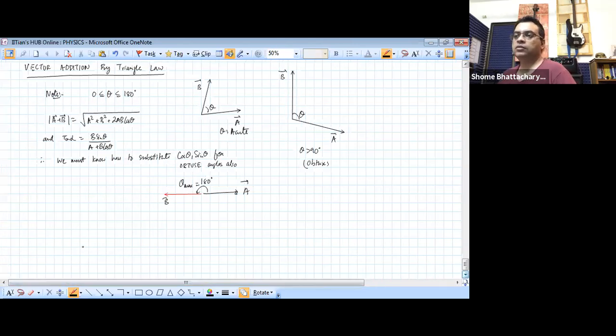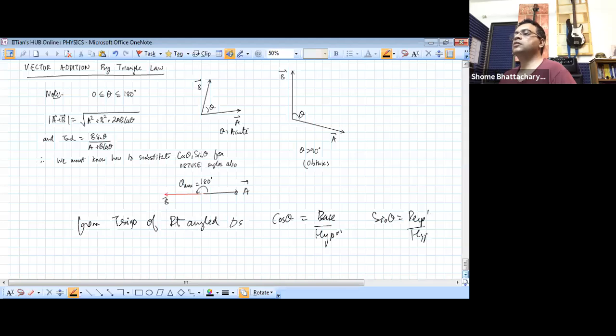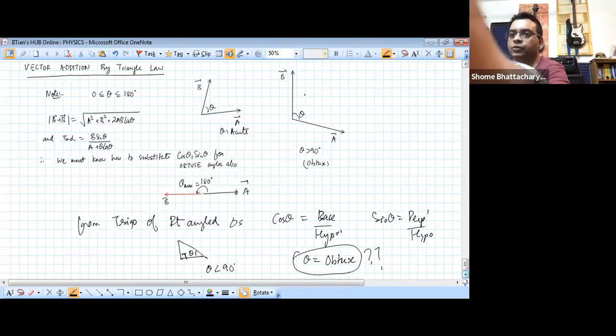Okay. But from trigonometry of right angle triangles, cos theta is base upon hypotenuse. Sin theta is perpendicular upon hypotenuse. Okay. So how can theta be obtuse? How can that be? In a right angle triangle, one angle is already 90, so theta is always less than 90. So what do we mean by theta being obtuse? How do we solve for that? Okay. So that is where your other interpretation of trigonometry comes in.